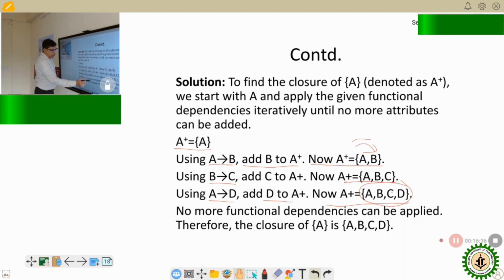So all the attributes are present in the closure, and no more functional dependencies can be applied. Therefore, the closure of A is A, B, C, D. If it contains all the attributes, that means A may be one of the keys of this relation.